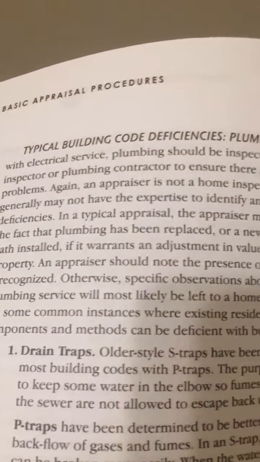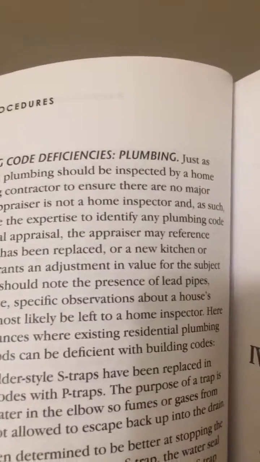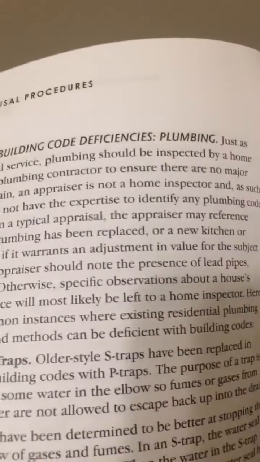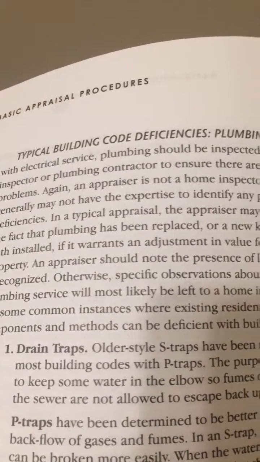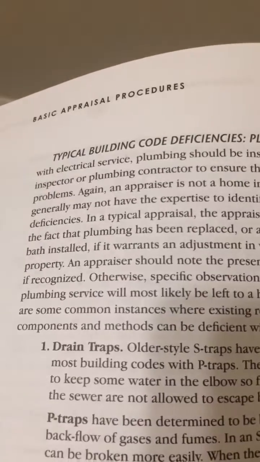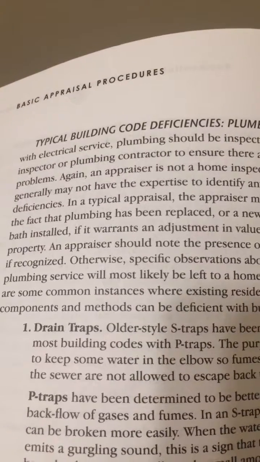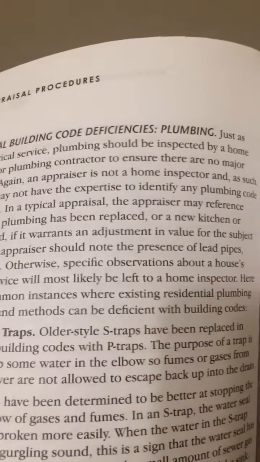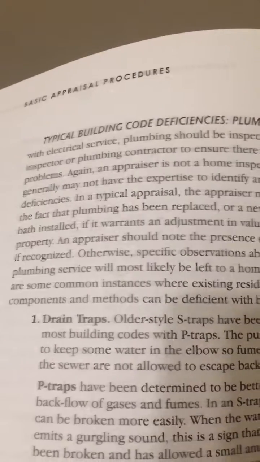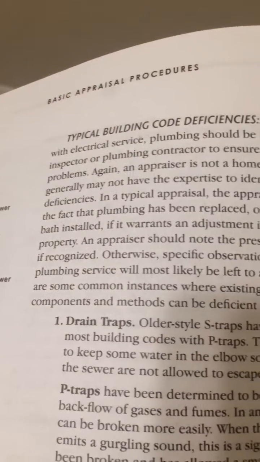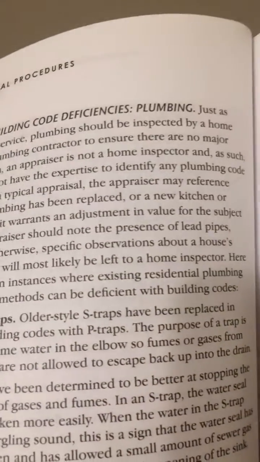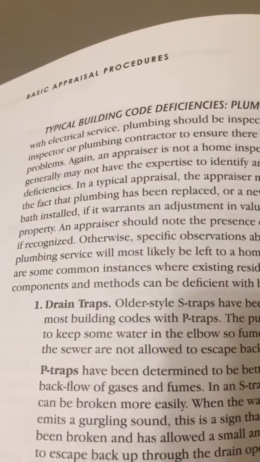Basic Appraisal Procedures, page 198. Typical building code deficiencies. Plumbing. Just as with electrical service, plumbing should be inspected by a home inspector or plumbing contractor to ensure there are no major problems. Again, an appraiser is not a home inspector, and as such, generally may not have the expertise to identify any plumbing code deficiencies.